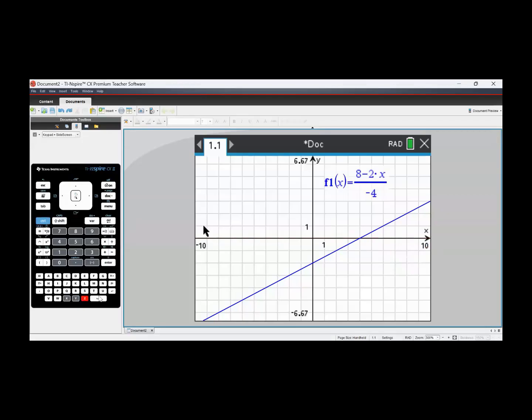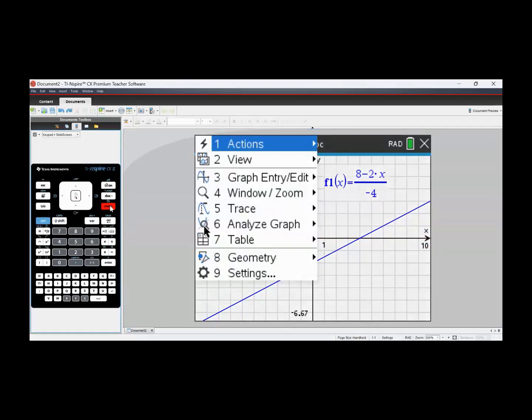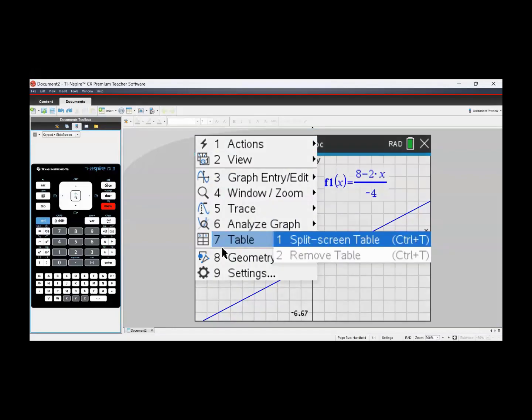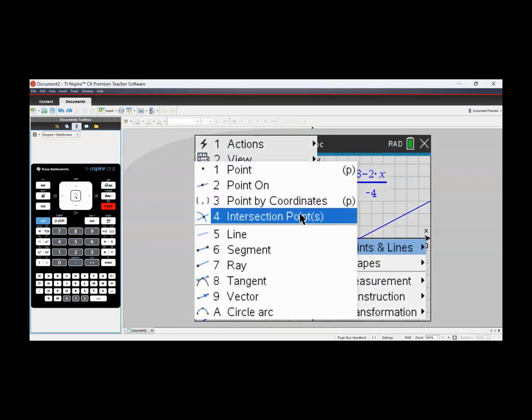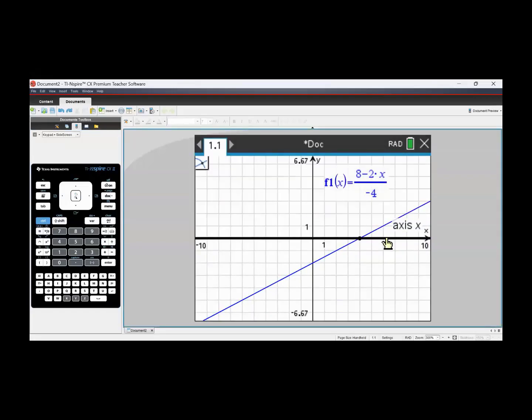So I no longer have that. Okay, and this time let's do the geometry menu. It doesn't matter whether it's analyze graph or geometry, but this way I've done both with you. Points and lines, intersection, click on the graph, click on the x-axis. Notice the calculator gives us a point, but it does not tell us the coordinates. And that is why we put f2 of x equals 0, because if it's written as a function, it will give us the coordinates of the points.